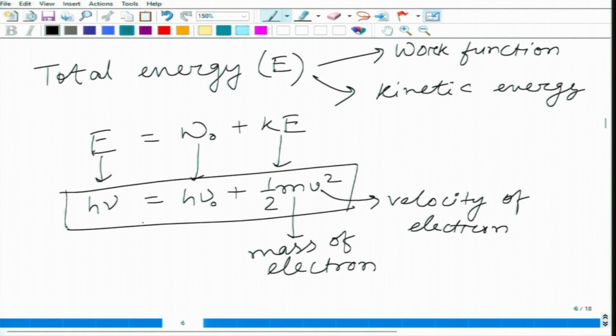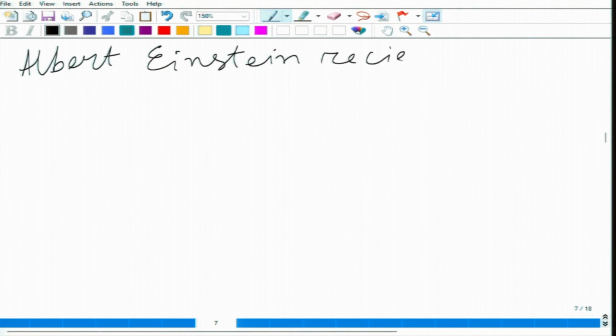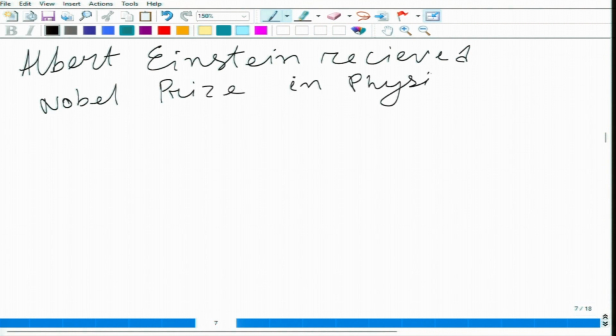This equation was given by Einstein. Albert Einstein received the Nobel Prize in Physics in 1921 for the photoelectric effect.